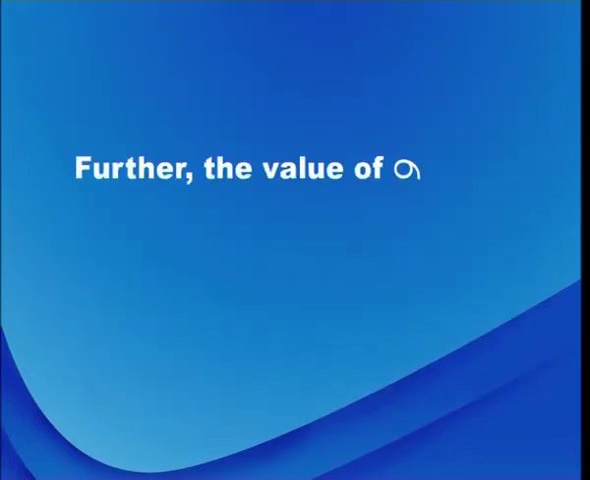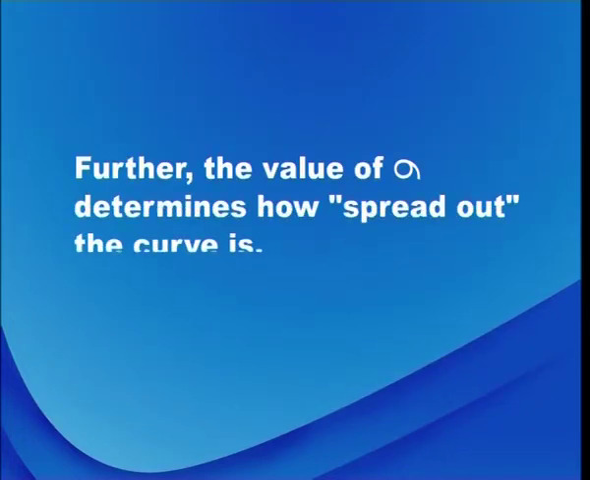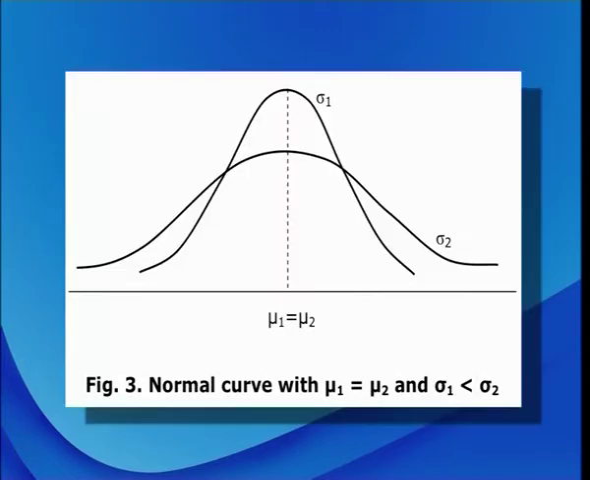Further, the value of sigma determines how spread out the curve is. For example, image 3 shows two normal curves with the same mean but different standard deviations. This time, we see that the two curves are centered at exactly the same position on the horizontal axis, but the curve with the larger standard deviation is lower and spreads out farther.